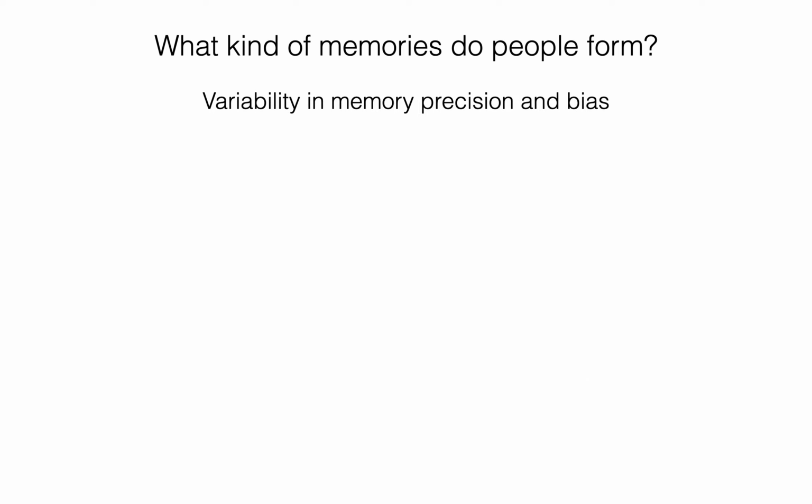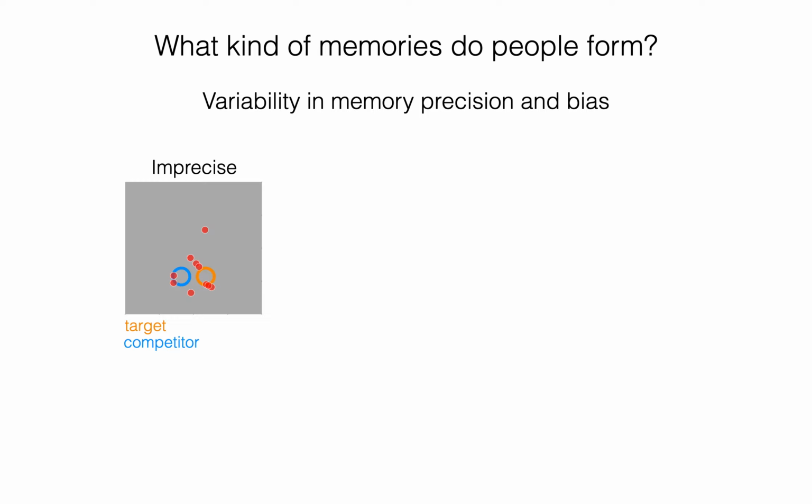The last thing I want to talk about is memory variability. Even at the end of training, there's still lots of variability, and we found that this variability reflects a mix of sources. For some stimuli, subjects have imprecise memories, indicated here by the spread of responses in red around the true target location in orange.